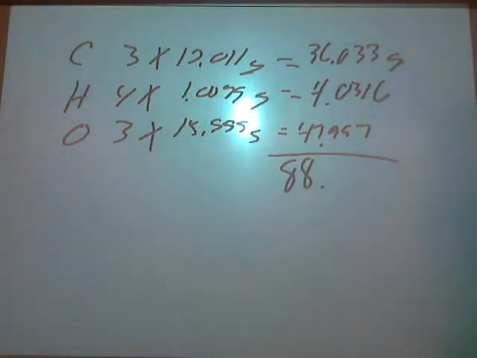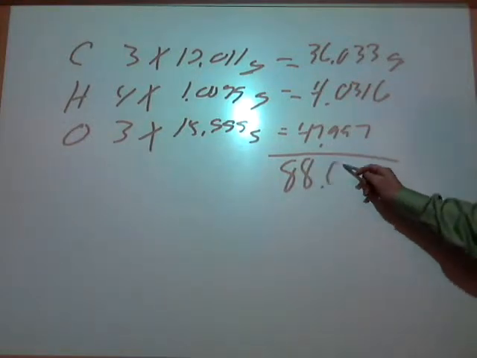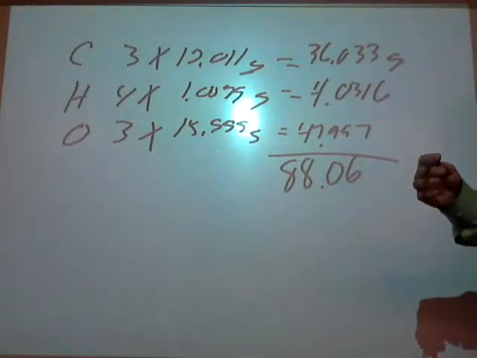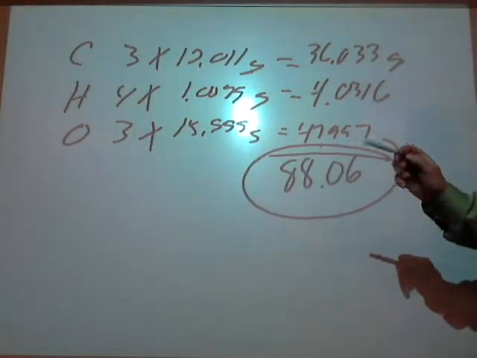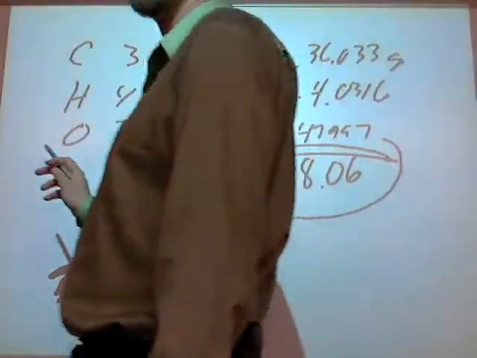Quickly, hurry up. Add them up. Come on. 0.06 around there. It doesn't matter about significant figures at this point. We're doing this really quickly. If it's 88.06, what am I going to do with that number now?